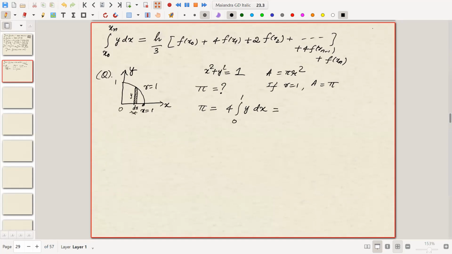And what is y? Yes, that's correct. Root over 1 minus x squared dx. Now you know how to solve this integration analytically. Now we will solve it using Python, using different methods: Simpson's 1/3, Simpson's 3/8, and the trapezoidal rule.